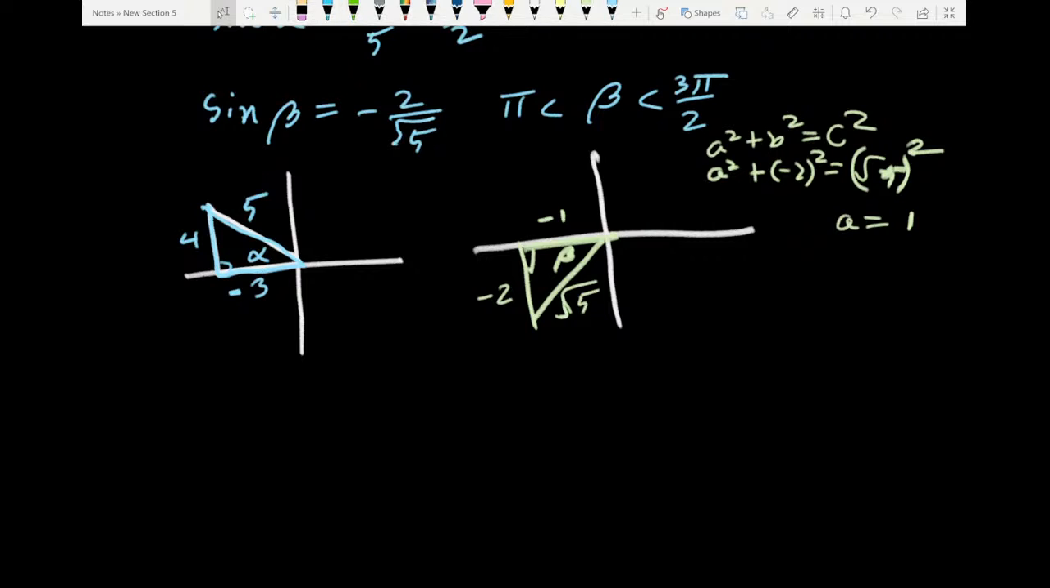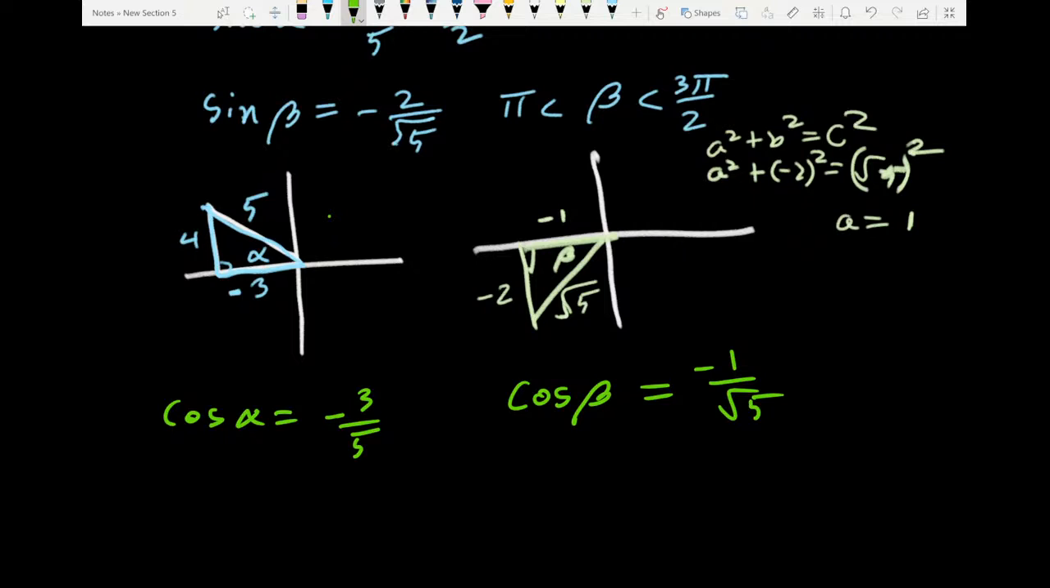So if I give you a question like, what is cosine of alpha? It's super easy. We look at this. Alpha is adjacent over hypotenuse, negative 3/5. If I say cosine of beta, this is easy. Adjacent over hypotenuse, negative 1 over root 5. Boom, that's super easy.